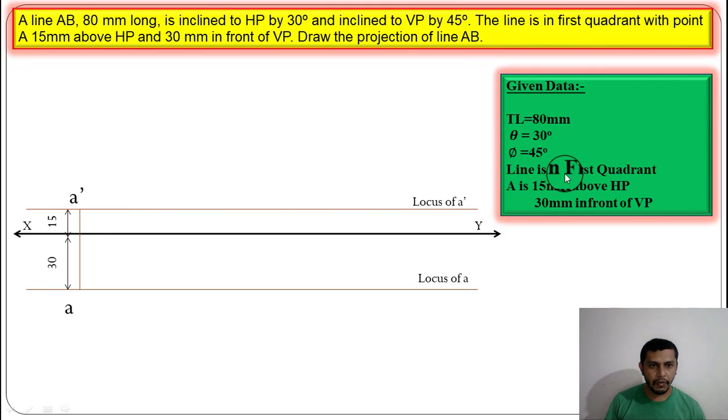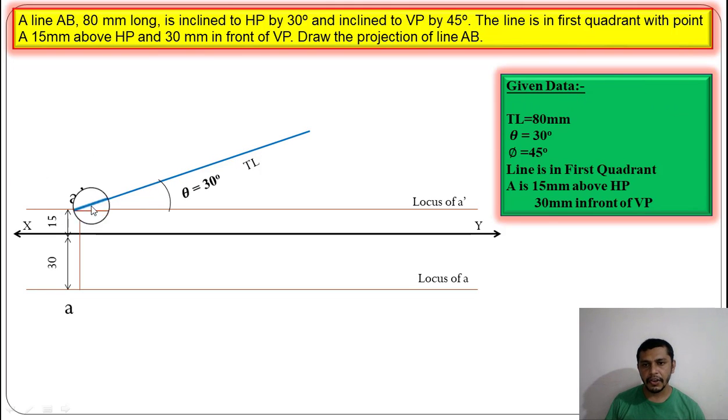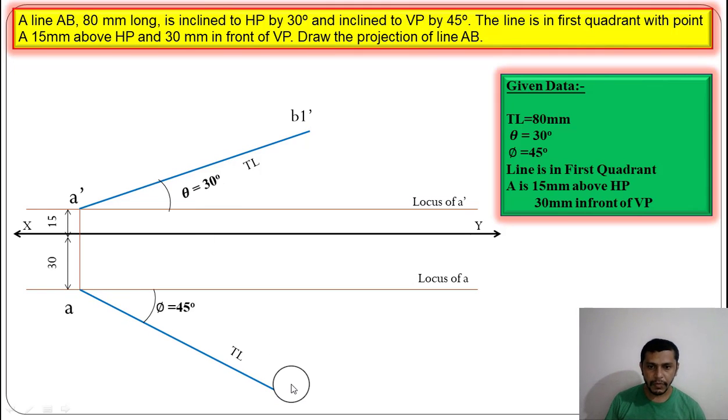Now the point B is also in the first quadrant, so we will get the B dash, that is elevation of point B above the XY reference line, and plan of the point B below the XY reference line. So from the A dash at an angle theta 30 degree, draw the true length of the line, which is 80 mm. This point is A dash and this point will be B1 dash, which is our true length. And from point A in the downward direction, because the point B is in the first quadrant, we will get the plan of the point B below the XY reference line.